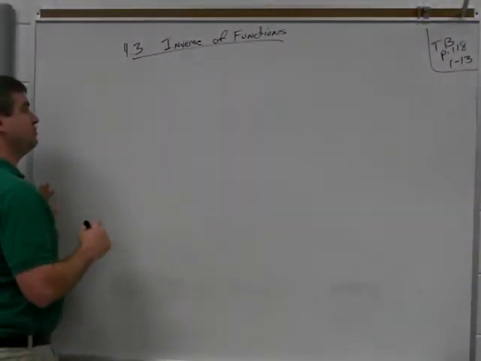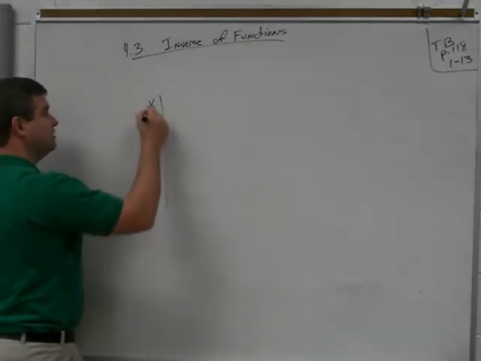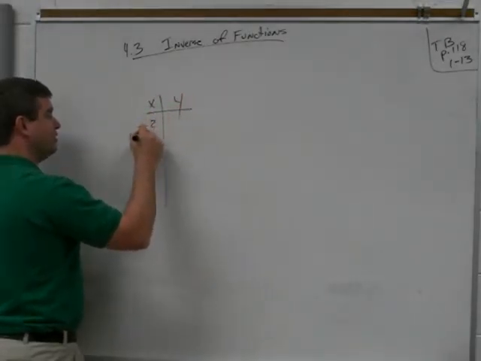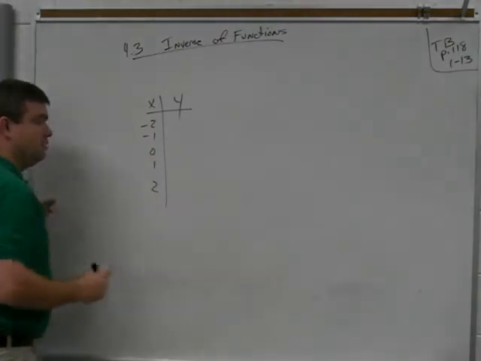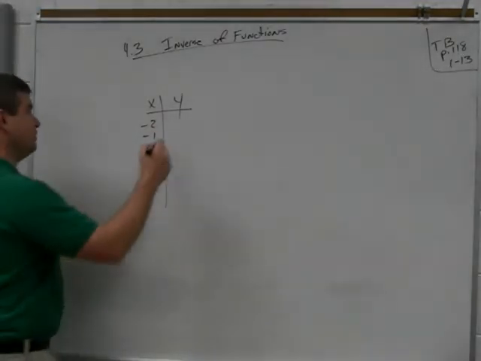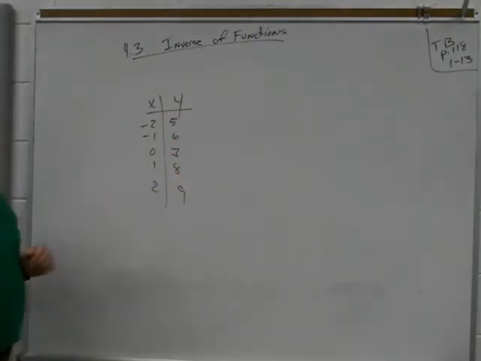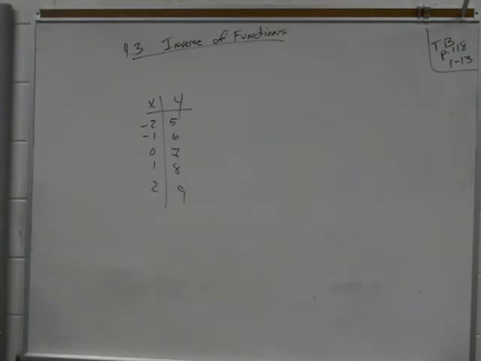4.3, inverse of functions. The first thing that you need to understand, here's a very simple T-chart. -2, -1, 0, 1, and 2. And I'm just going to come up with numbers 5, 6, 7, 8, and 9. Okay, that is a T-chart of some imaginary function.